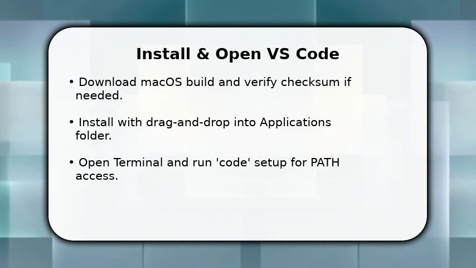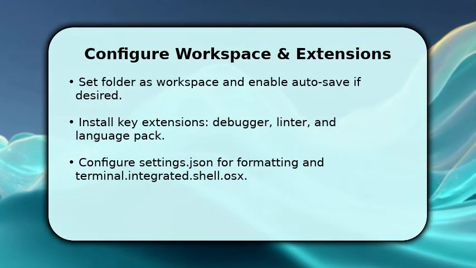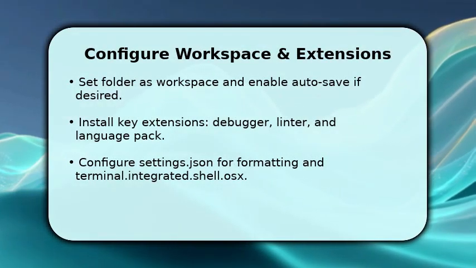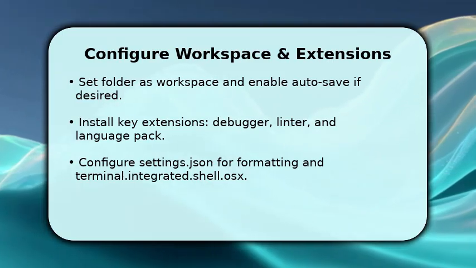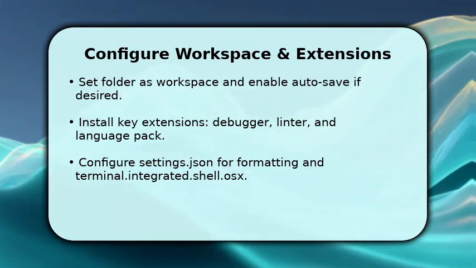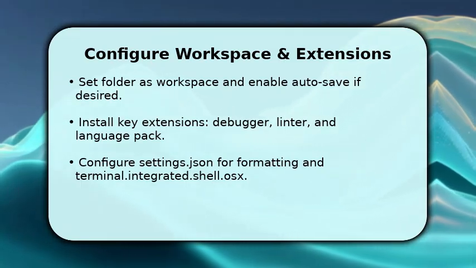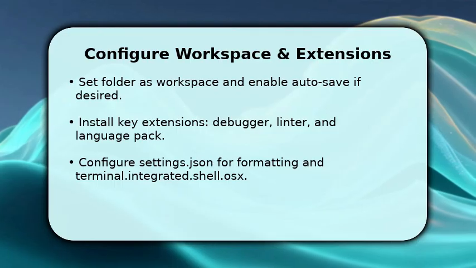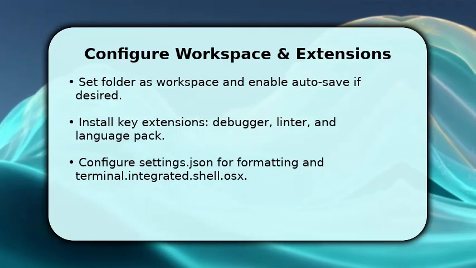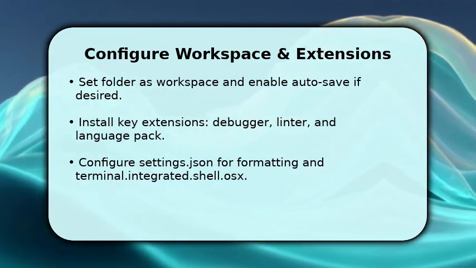to apply path changes. Next, configure a workspace and tailor VSCode to your workflow so you don't waste time later. Open a project folder and save it as a workspace. Once done, enable settings like auto save and format on save. Install essential extensions, language support, linter, and debugger, and reload the window.